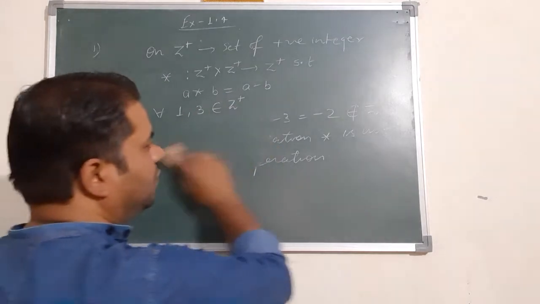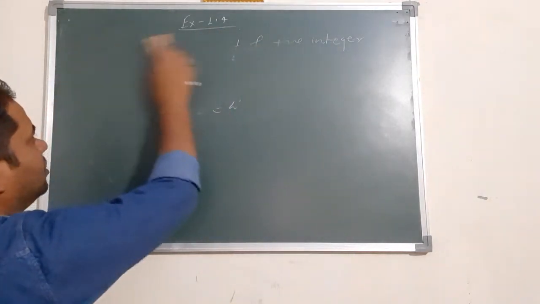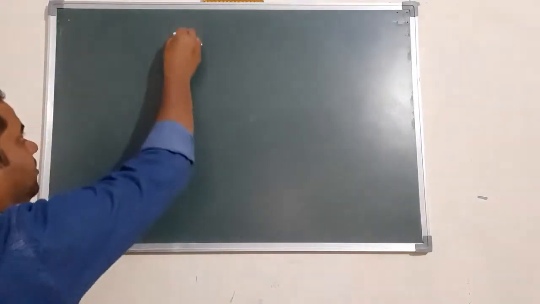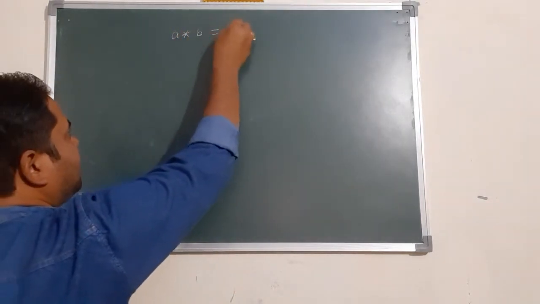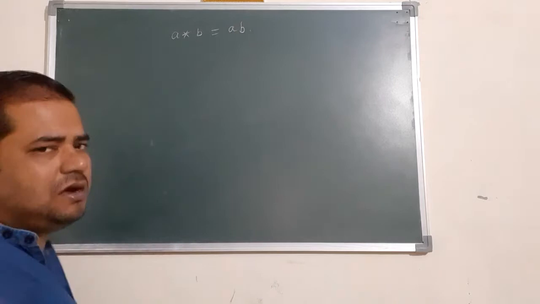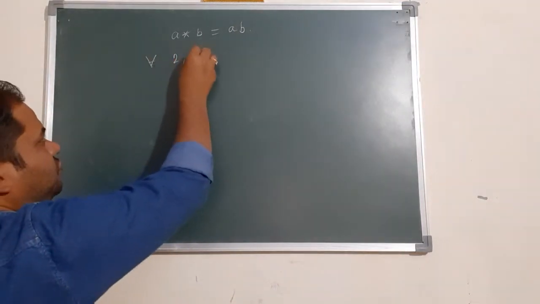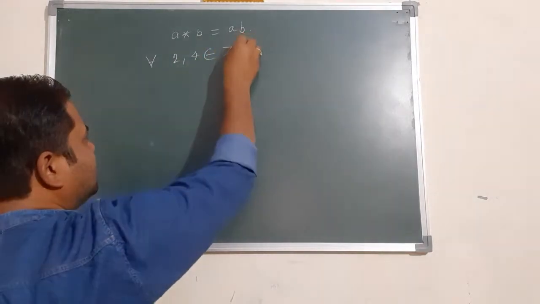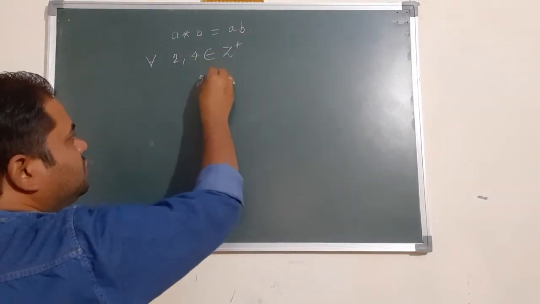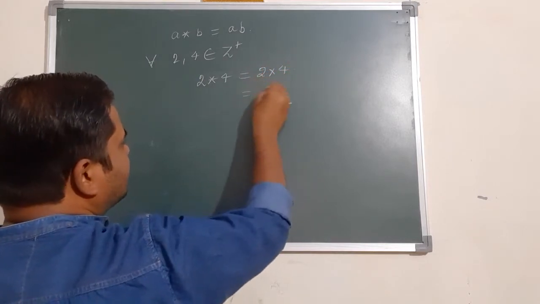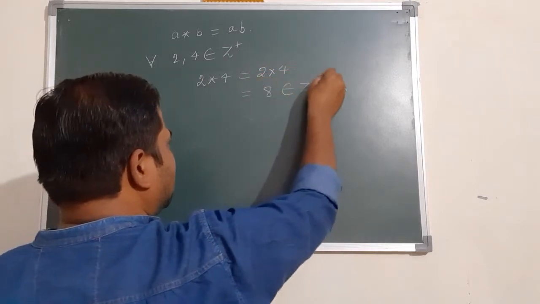Okay, if we talk about the second operation on Z plus, in the same manner, A star B is the same set Z plus, defined by A star B is equal to AB. So yes, this is a binary operation. Why? Because if we take 2, 4 belongs to Z plus, this is a positive integer, then 2 star 4 is nothing but 2 into 4, this is 8, and this also belongs to Z plus.